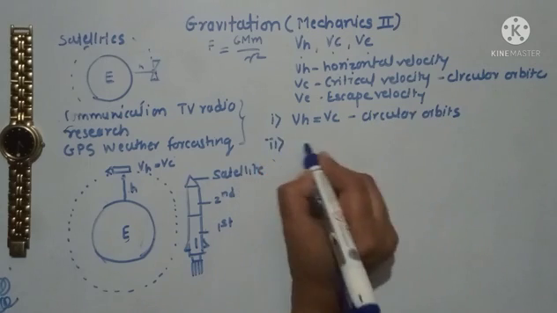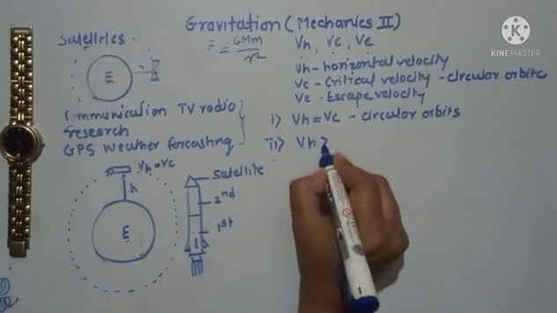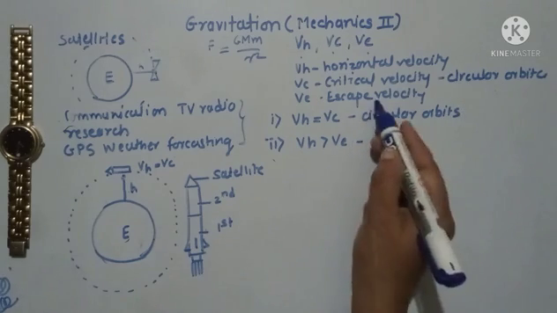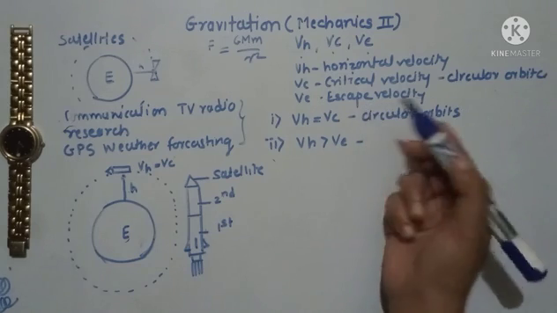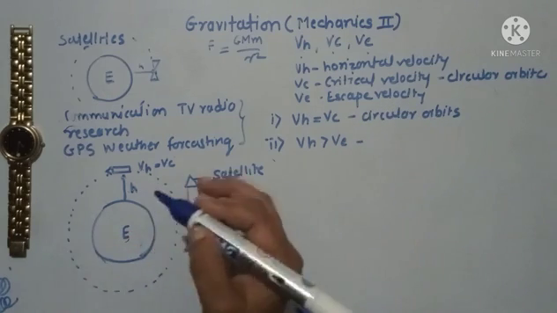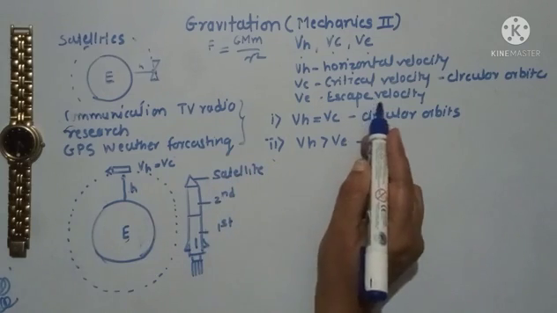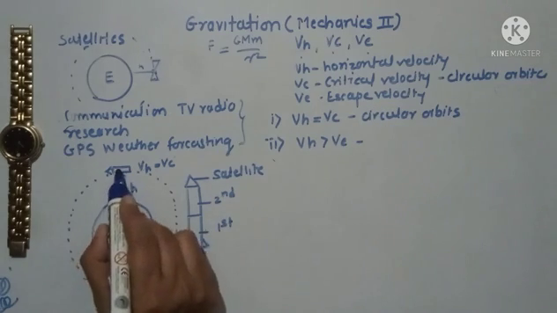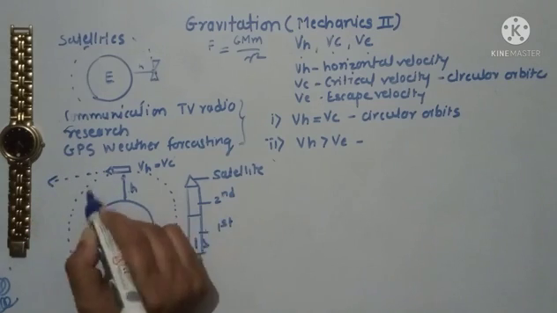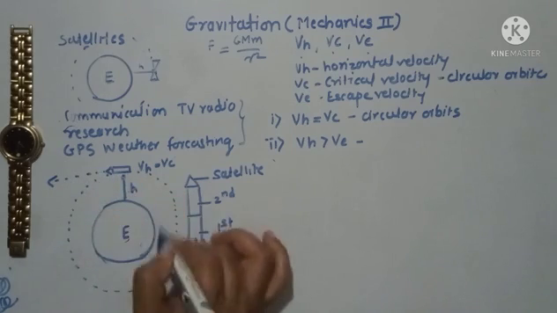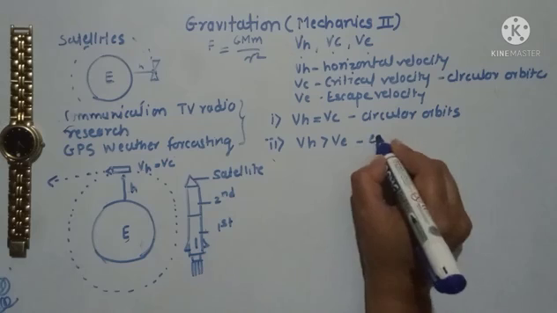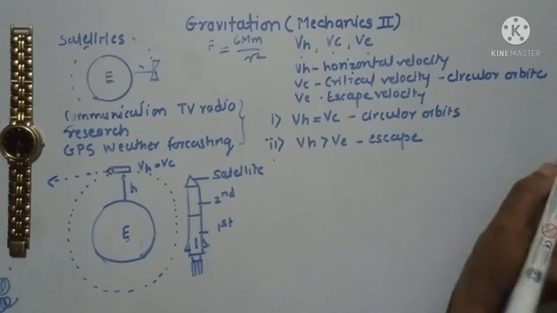Now suppose Vh is greater than Ve, where Ve is the escape velocity. If this much velocity is given to any object, the object is able to escape from the Earth's gravitational force field, and this velocity is called the escape velocity. Obviously, if the velocity is greater than the escape velocity, the rocket will move in a straight forward direction, because it will not come under the gravitational force field of the Earth. Therefore, the satellite will escape into the universe somewhere.